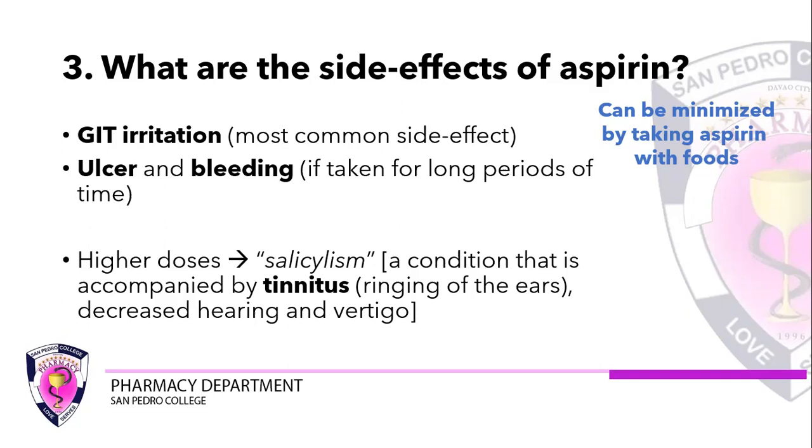Now, overdose or higher doses of aspirin can result in the so-called condition salicylism. Salicylism is a condition that is accompanied by tinnitus, which is the medical term for the ringing of the ears, decreased hearing, and vertigo.